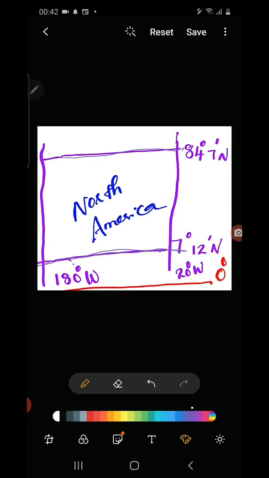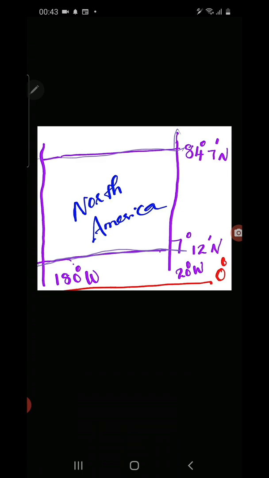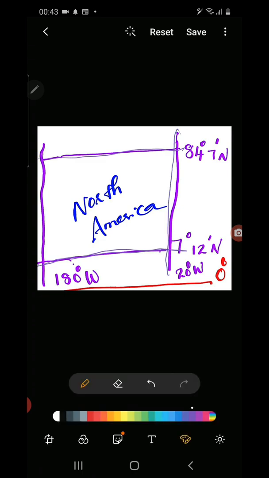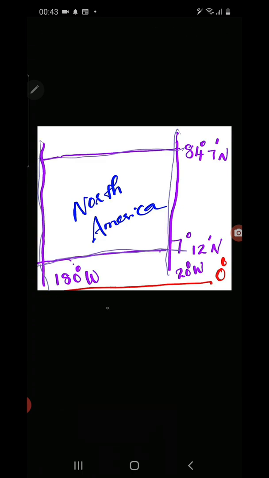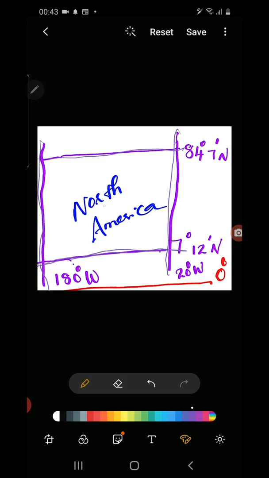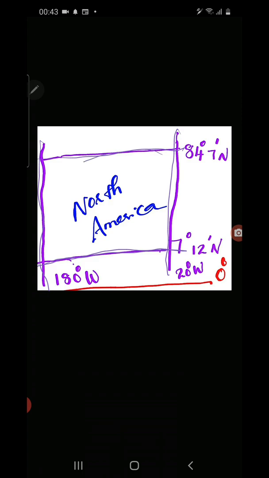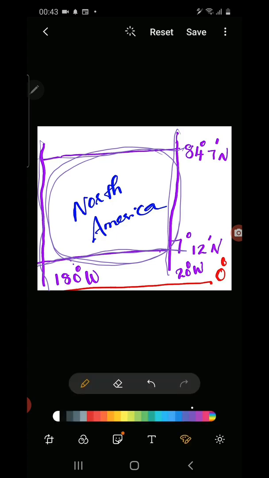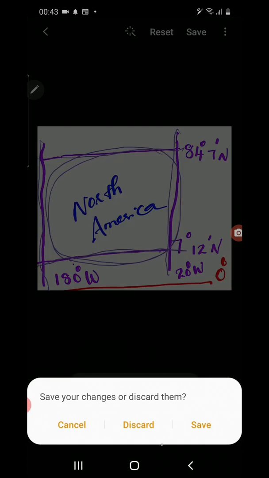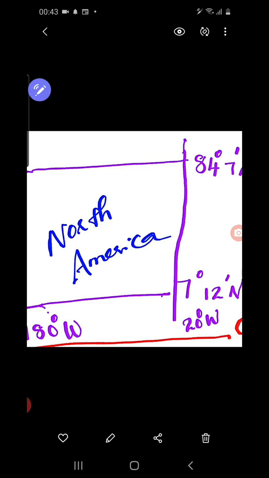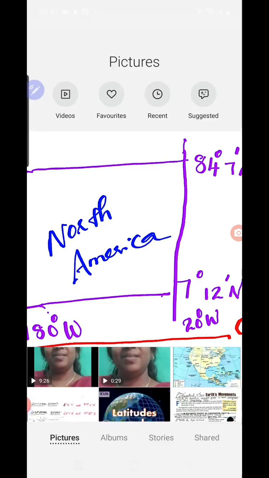And now let's see next is the longitudinal extent. Longitudinal extent of North America comes between 20 degree west to 180 degree west. So understood what are the latitudinal and longitudinal extents. That means North America comes in the middle here, in between these latitudes and longitudes. So this is considered as the latitudinal and longitudinal extent of North America. Is that clear? So now let's see from the map.